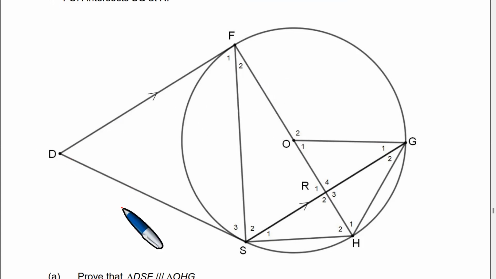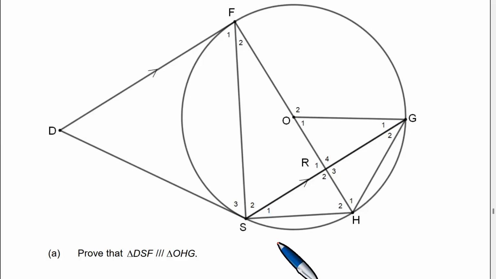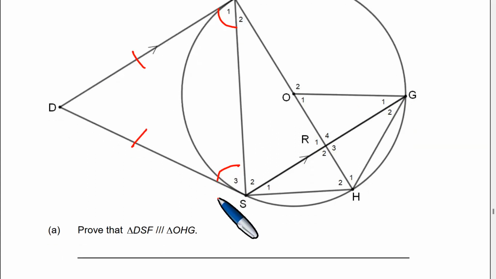Because DF and DS are tangents, we can use the fact that they are equal to each other. If these are equal, this angle is equal to that angle there. That is the first point in the exam worth 1 mark for you. So you're going to say angle F1 is equal to angle S3. Why is this the case? They are tangents.